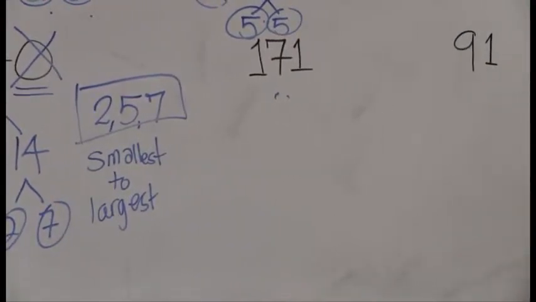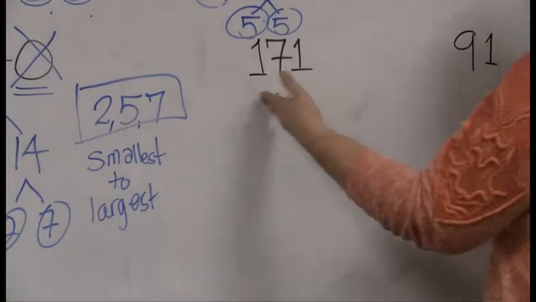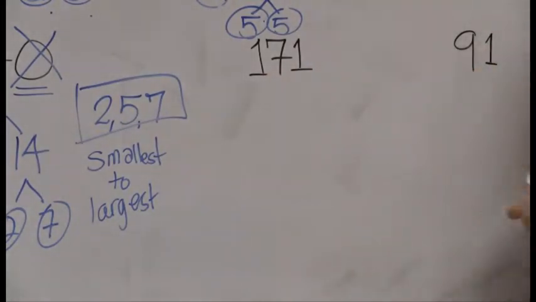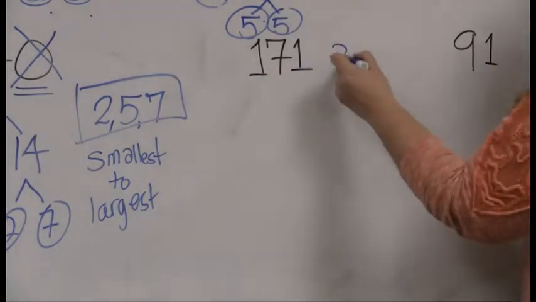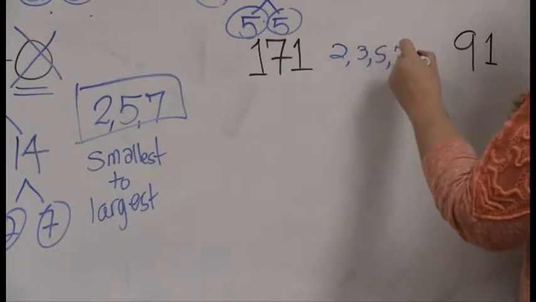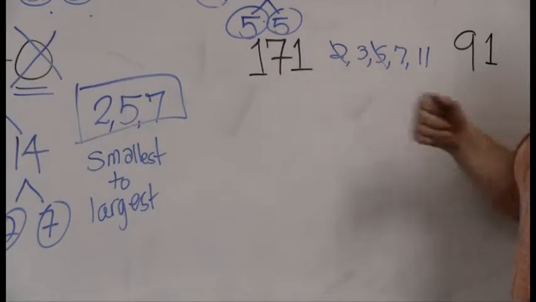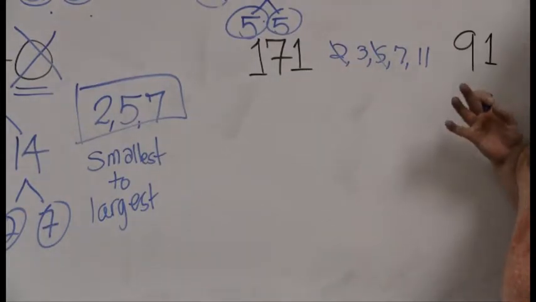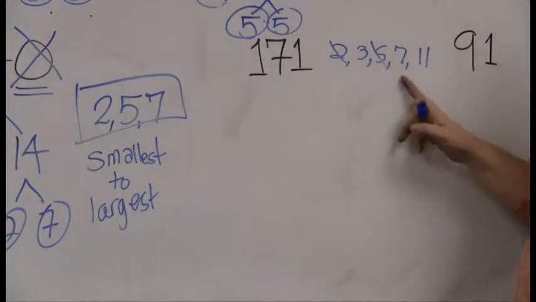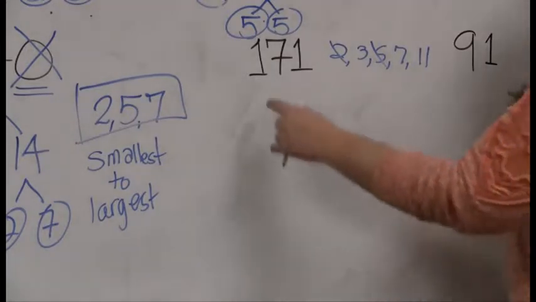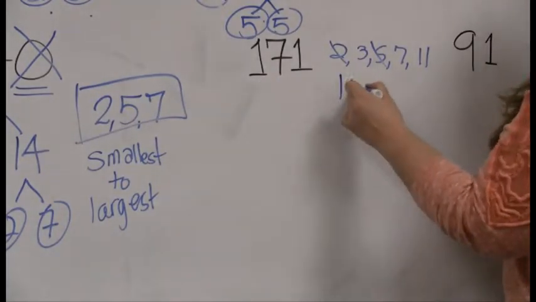Let's try it again. Okay. Looking at 171, I don't see any obvious factors. Obvious guys being 2 and 5. In this case, 11 isn't obvious because it's a 3-digit number. So I've got to go checking for 3, 7, and 11. Trick for 3s is the sum of digits.